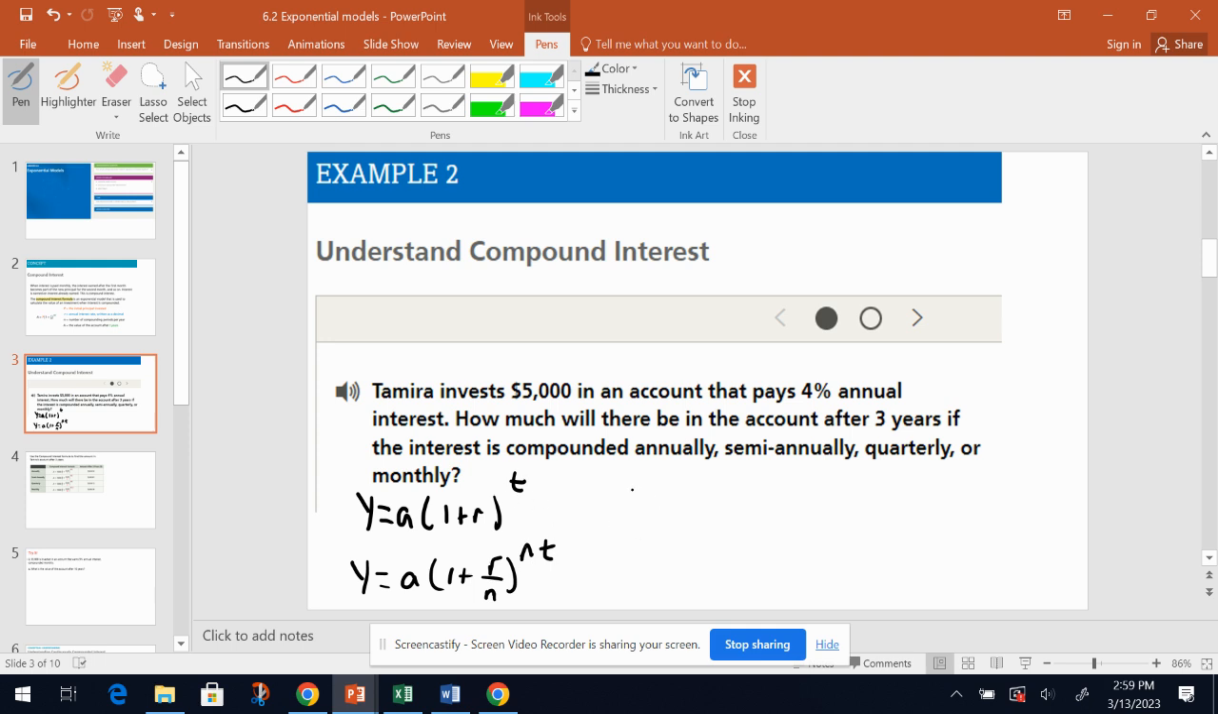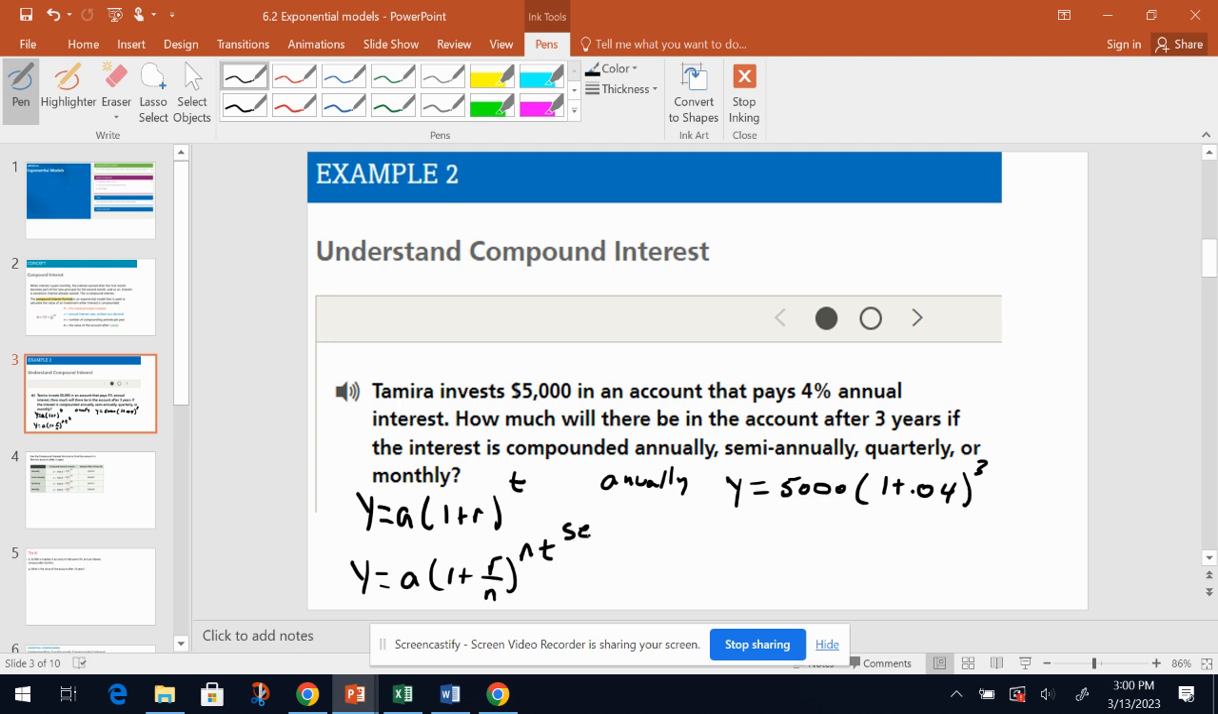So if I do this annually, I would have y equals 5,000 times (1 + my rate, which is 0.04), all raised to the third power. Type this in the calculator. We'll do that in a second.